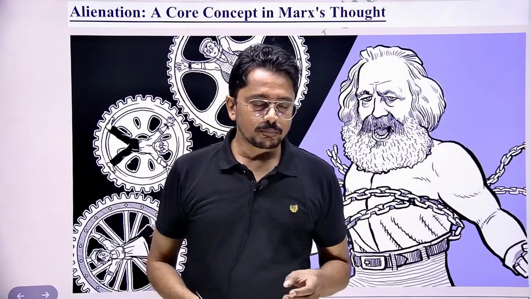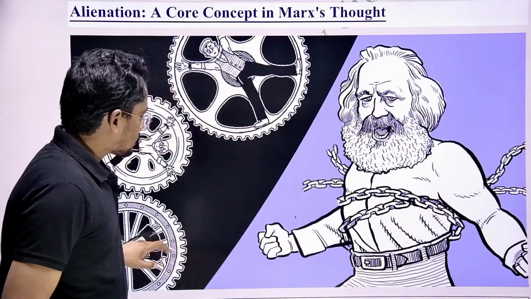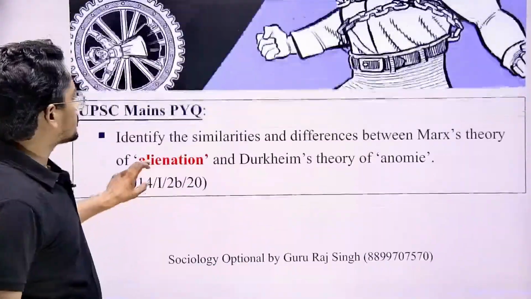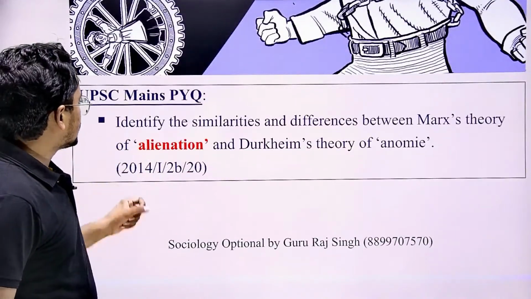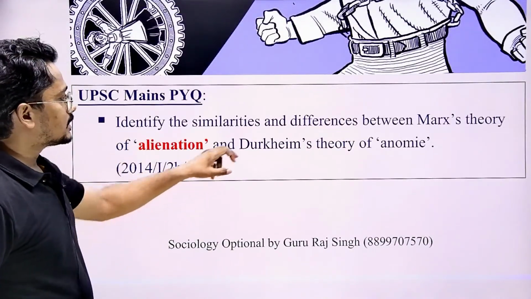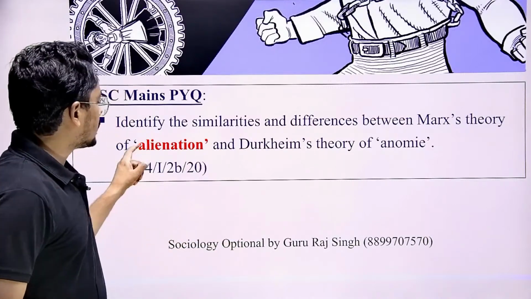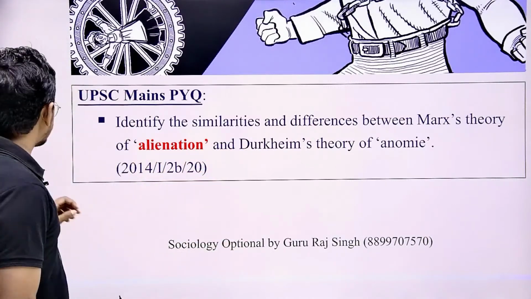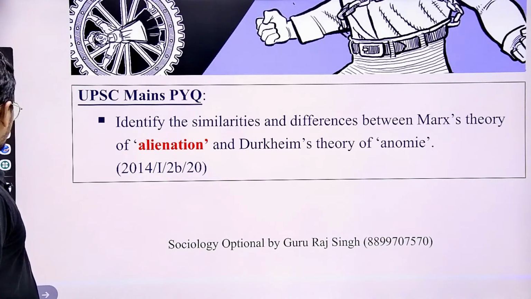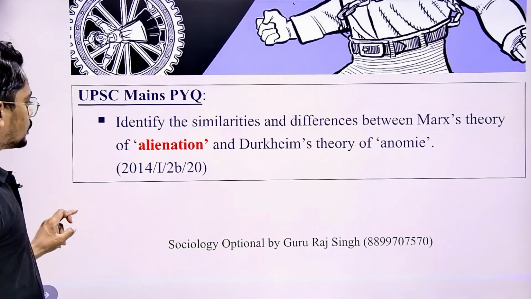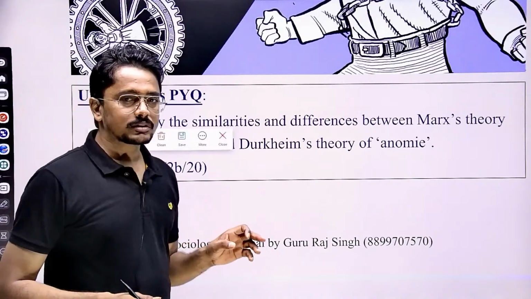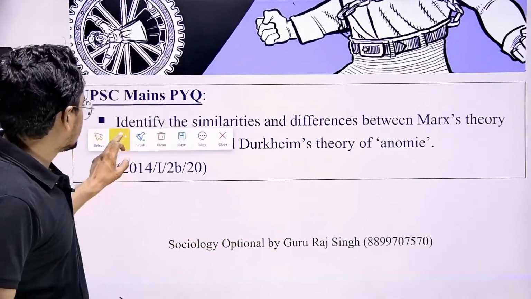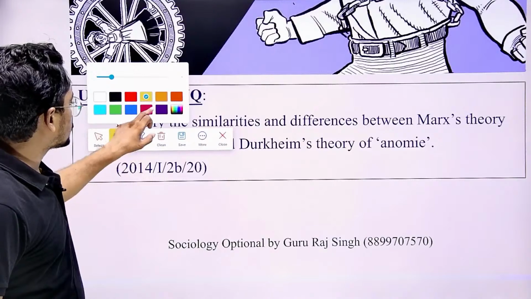Before we proceed, we have to observe some of the questions asked by UPSC previously. For example, identify the similarities and differences between Marx's theory of alienation and Durkheim's theory of ennui. So what is this alienation per se, and what is this concept in detail? We have to understand this concept of alienation and various aspects associated with alienation.